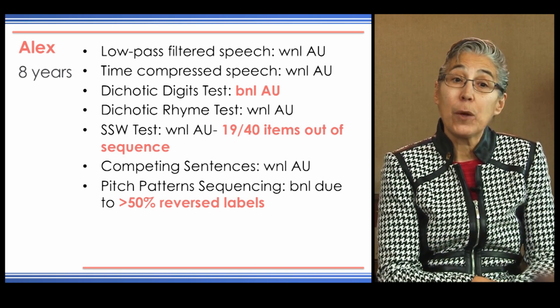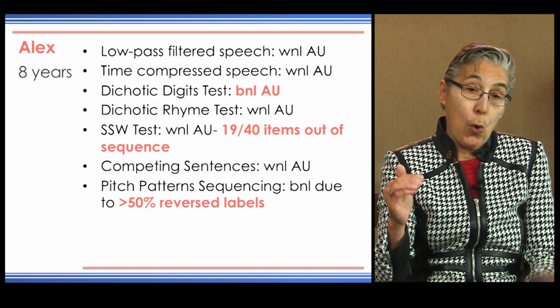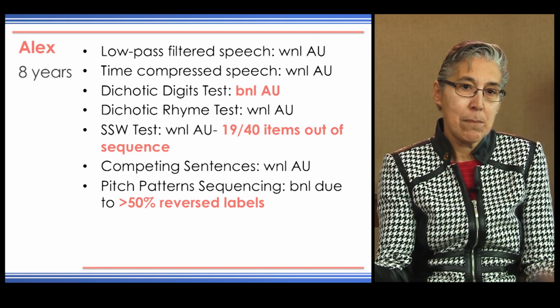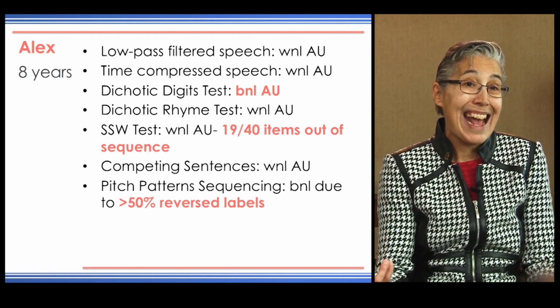He did the same thing with pitch patterns. The score ended up below normal because almost half of them he said backwards. And he actually sang them backwards for me. So he's given me high, low, low, high. So he's saying the wrong words, but he's got the right pitches to go with it. And this is the output organization problem.